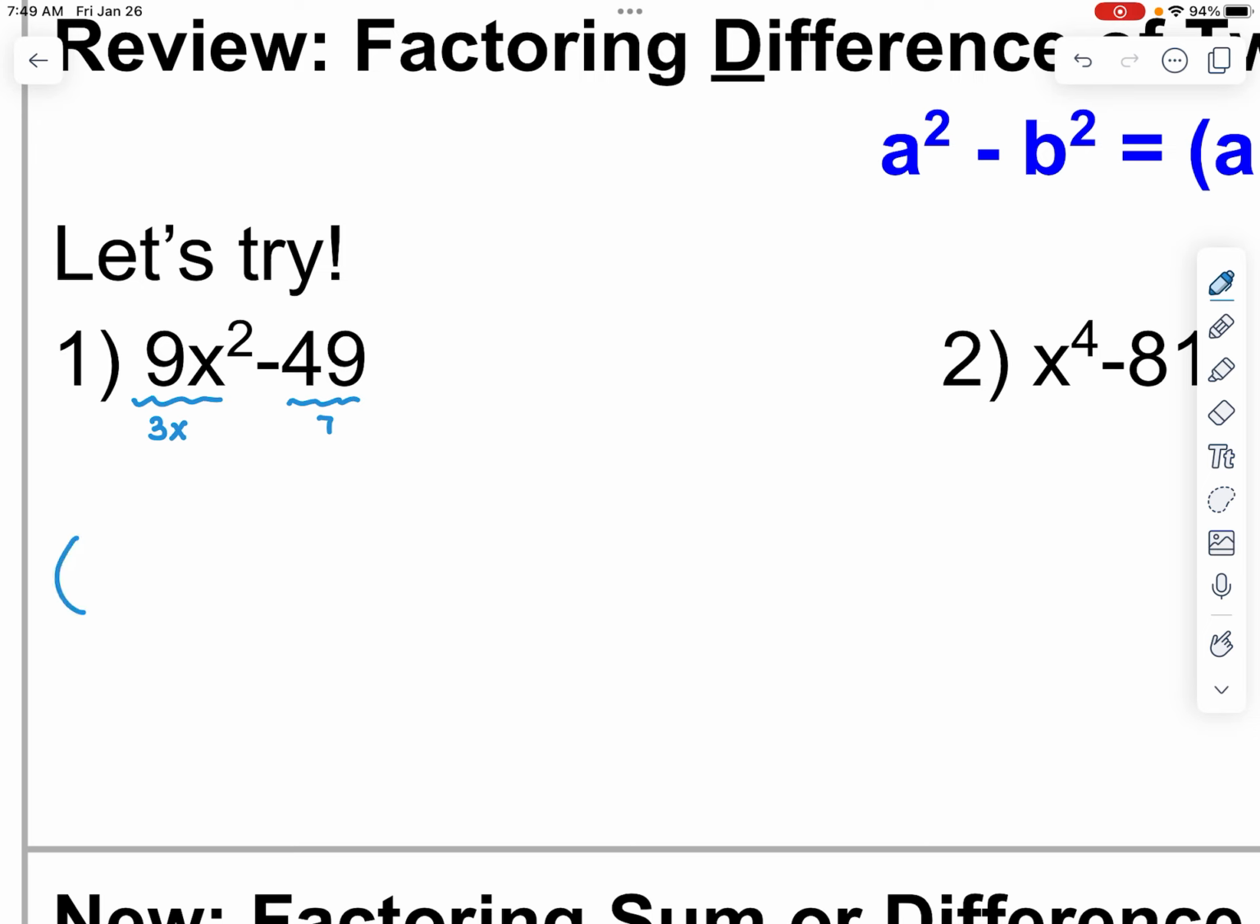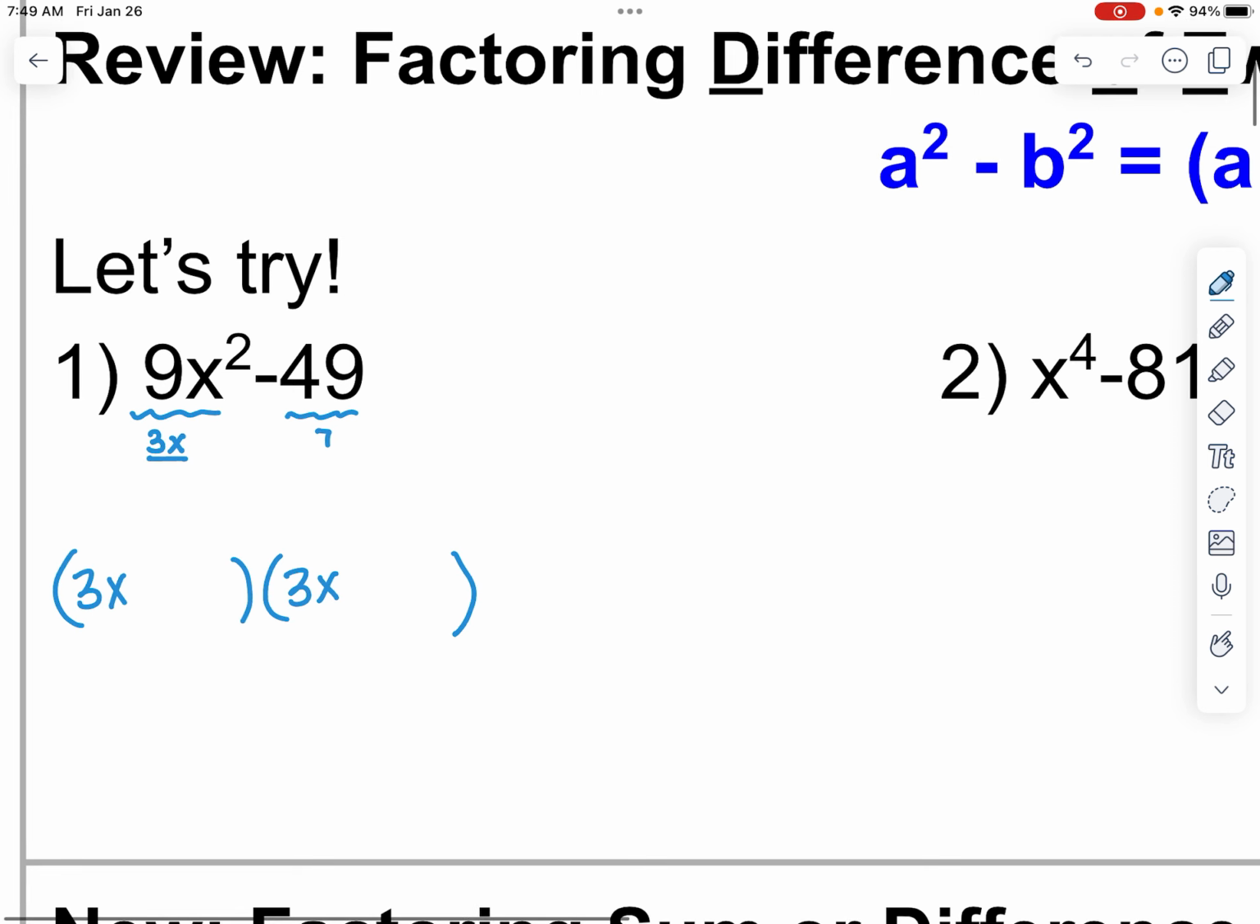So when we factor this, we follow the pattern, and the pattern says that the first term goes first in both parentheses. So that 3x goes first. The 7, that second term, goes last in both. And then always one parentheses, one factor is a plus and one is a minus. And this is the pattern for all difference of two squares.